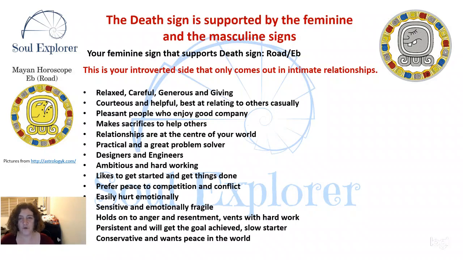and they know you behind the facade, behind the external show of your masculine sign. These people that are close to you will see this within you. Now this is from the Road Abe or Ebb energy. So the people that love you see you as relaxed, careful, generous, very giving. You're courteous, you're helpful, but you're better at working and relating to others casually. You're very pleasant, you enjoy very good company.